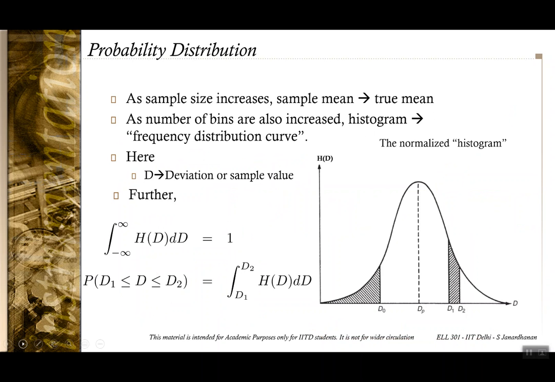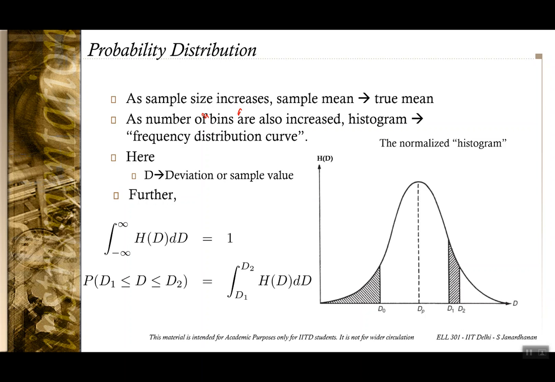Okay, proceeding further, now as the sample size increases, the sample mean is going to go towards the true mean that we have seen while defining the mean itself. And this will also mean that the number of bins that are present is also increasing. So the discrete histogram will tend to become a frequency distribution curve.